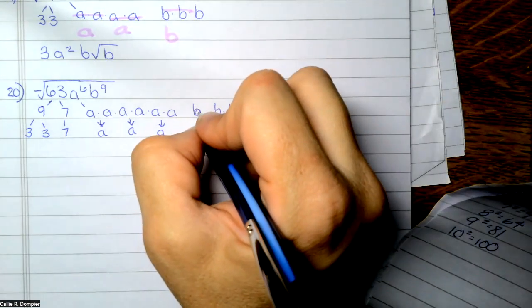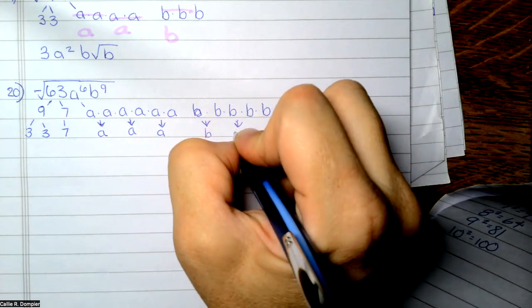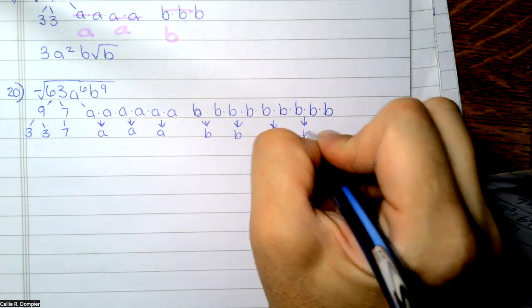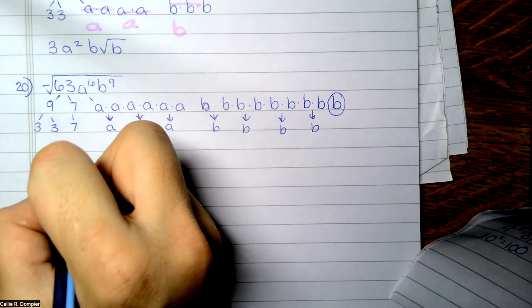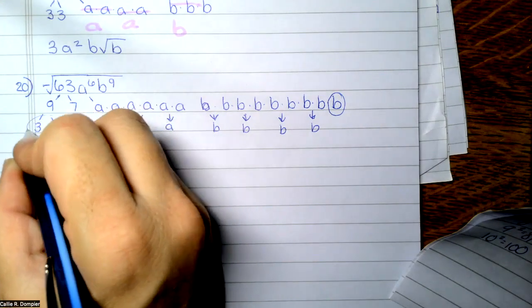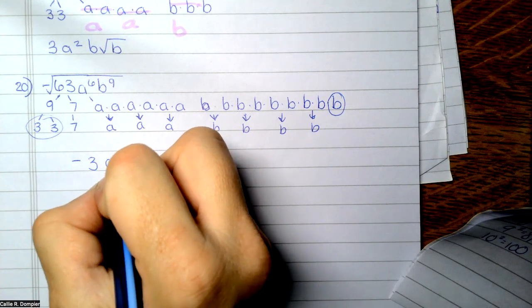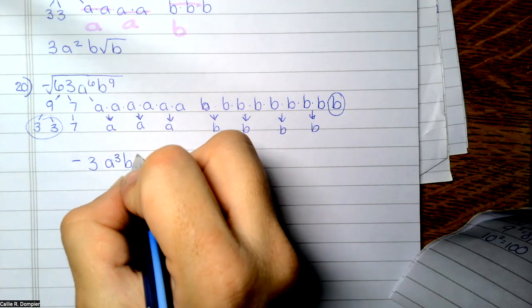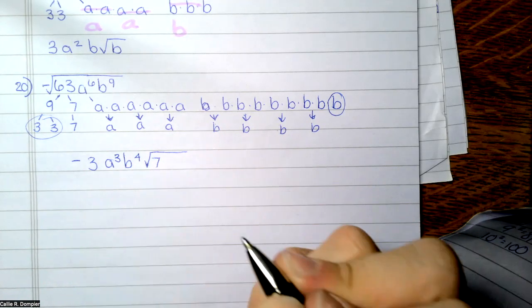Good. So that's 1, 2, 3, 4, 1 left over. Good. So I have negative 3 a to the third, b to the fourth, and then inside we have 7b.